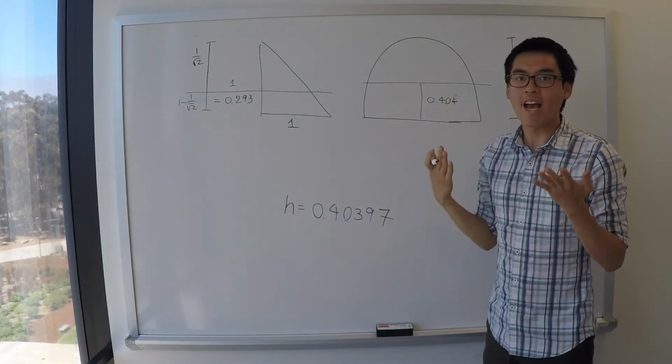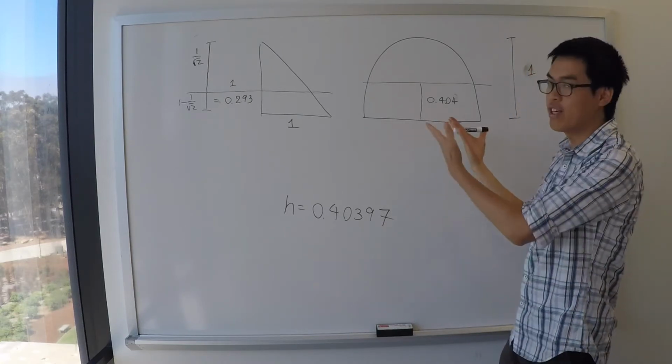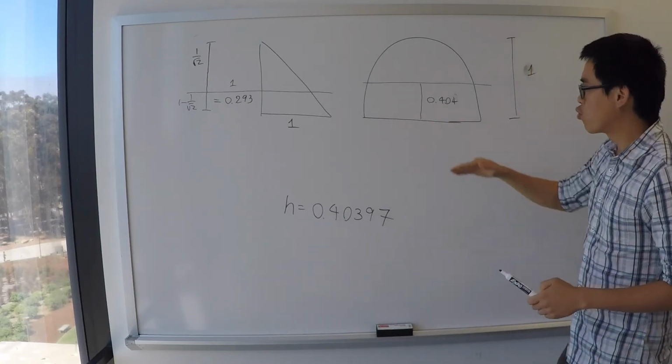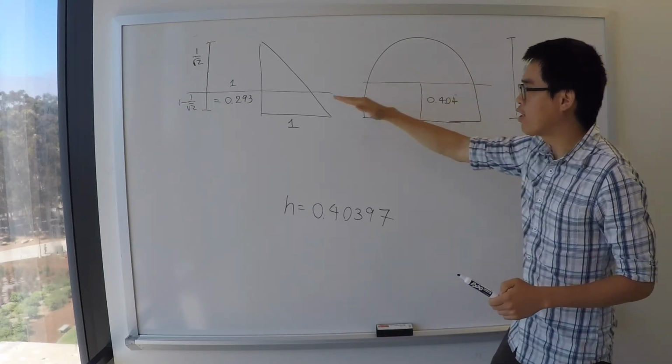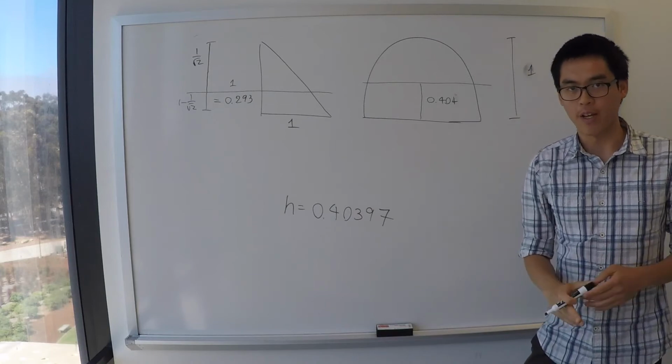So we actually have different heights here, even though these two pictures are both two-dimensional. This one, you have to go a little bit higher in order to cut the area in half, whereas this one, you just go up to around 0.3.